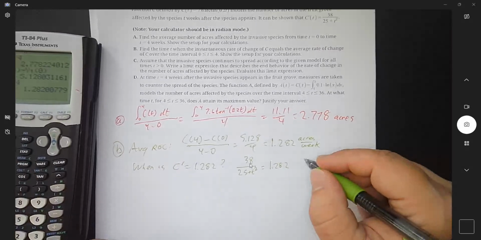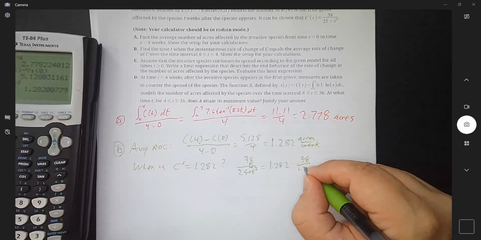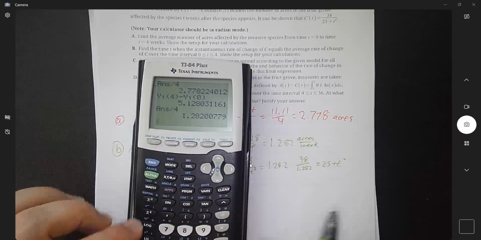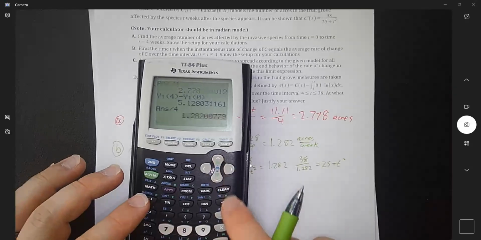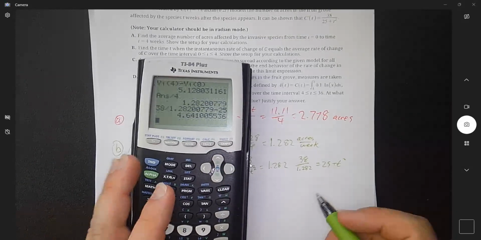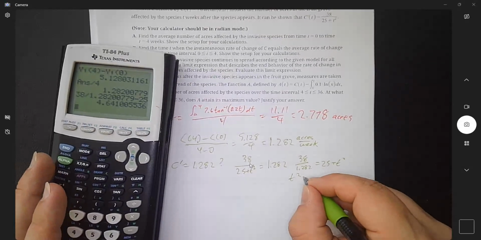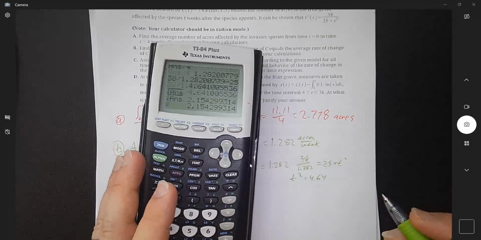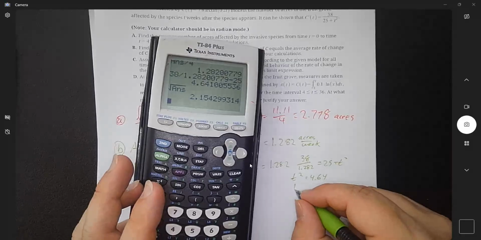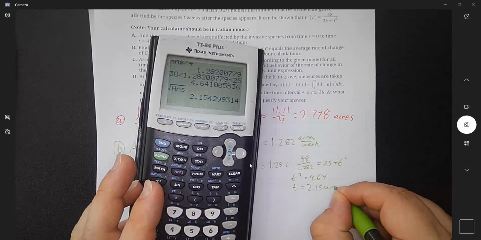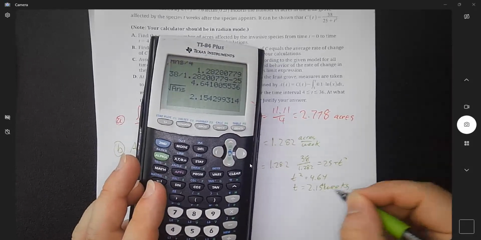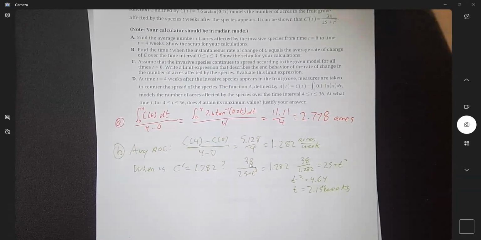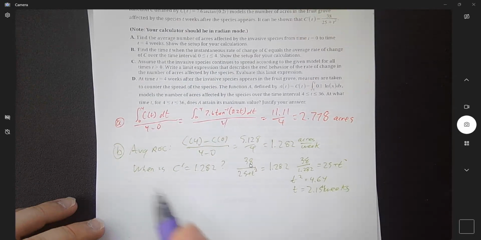Now we can cross multiply. We can do 38 over 1.282 equals 25 plus t squared. So I'm going to do 38 over this minus 25. And so t squared is equal to 4.64. So we're going to just take the square root of that, and we don't have to do plus or minus because it's going to be t equals 2.154 weeks. All right, so that's the best answer I can give you on B. I hope I'm correct because I'm doing this all sight unseen.